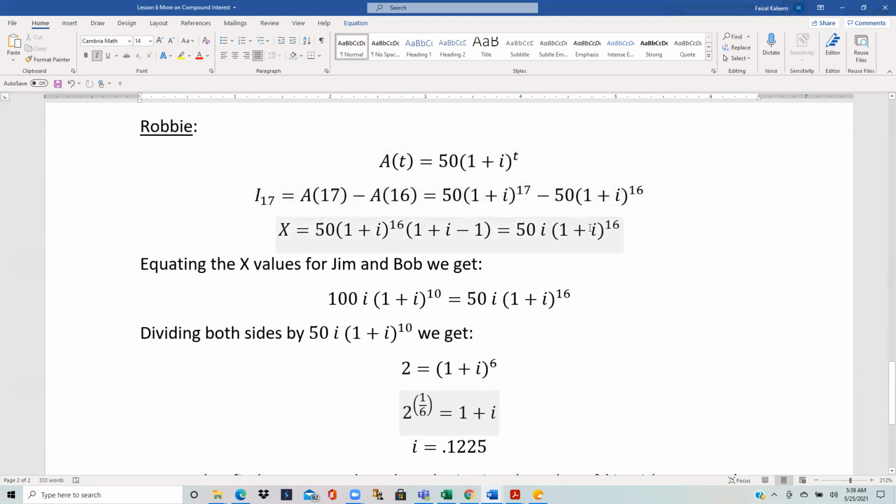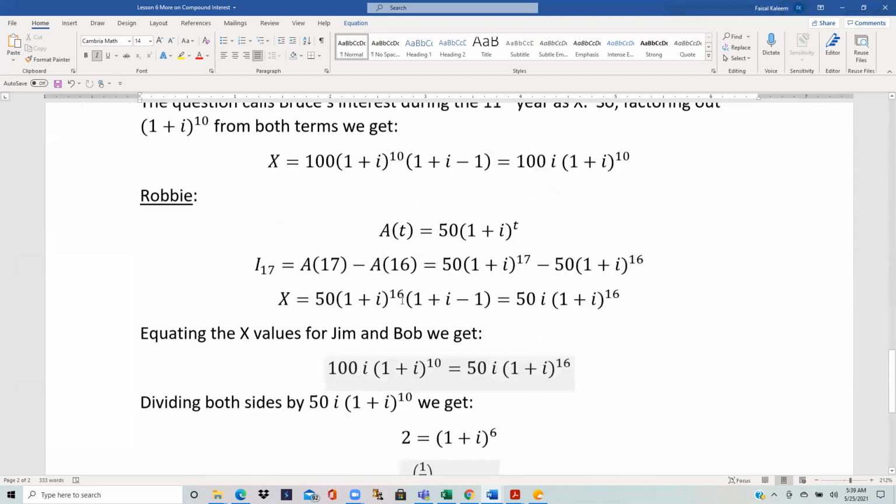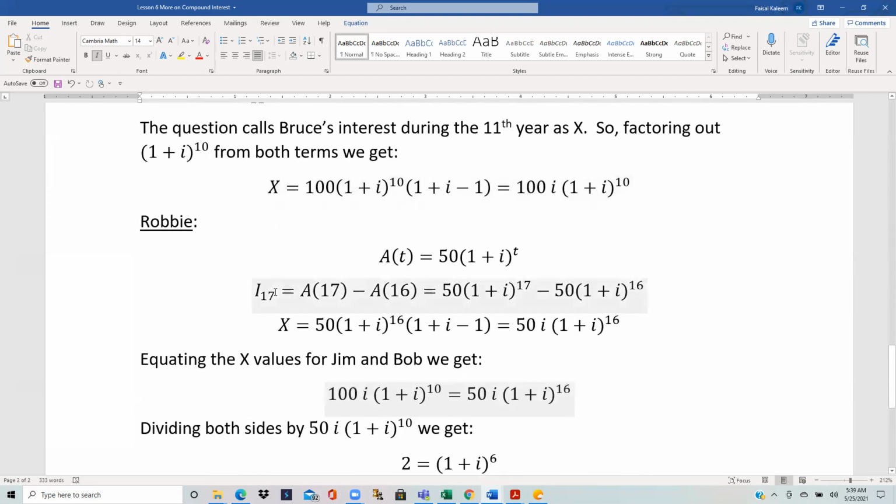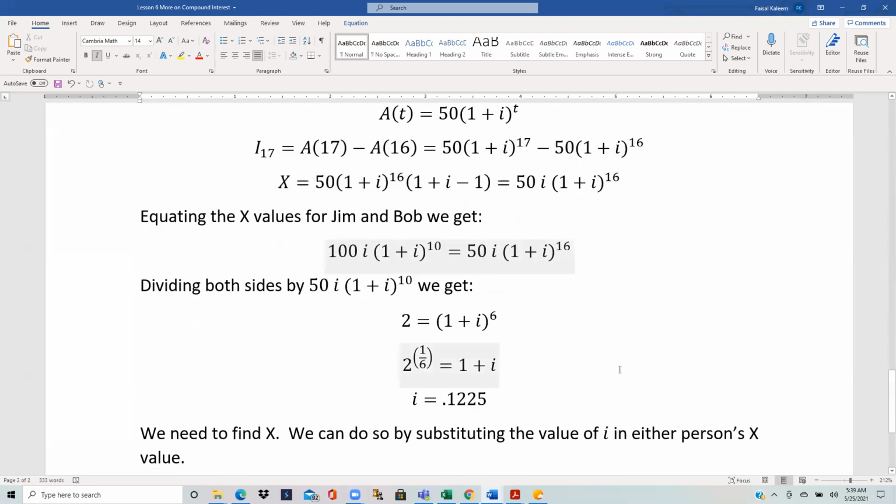Again, we can factor out a 50 times 1 plus i to the 16. So we're left with 1 plus i from the first expression and negative 1 from the second. So we get 50i times 1 plus i to the 16, and we're told that that's also equal to X. So this is also X, and this is also X. So you set this expression equal to this one: 100i times 1 plus i to the 10 equals 50i times 1 plus i to the 16.